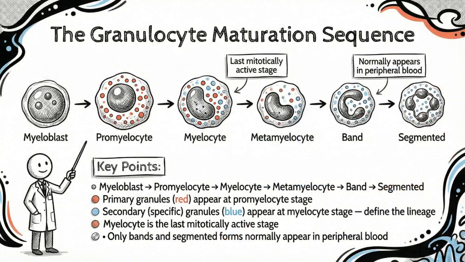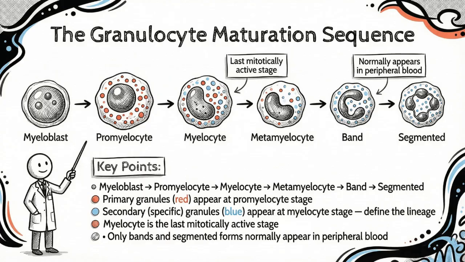Memorize them. Before we dive into individual cells, let's get a bird's eye view of how granulocytes mature. This is going to be critical when we talk about left shifts later. Granulocytes mature through 6 recognizable stages: myeloblast, promyelocyte, myelocyte, metamyelocyte, band, and segmented neutrophil. The myelocyte is the last stage capable of mitosis, and it's where the lineage is determined.